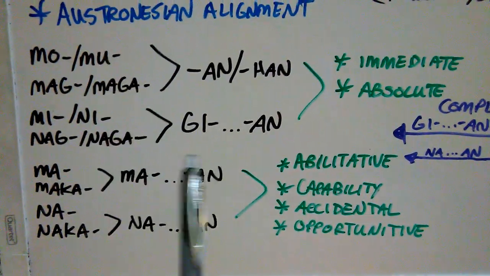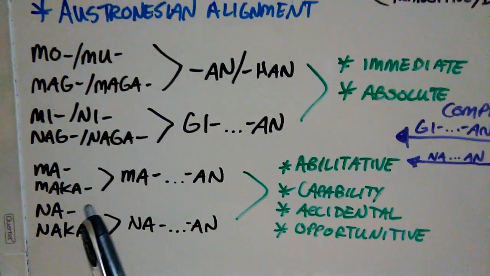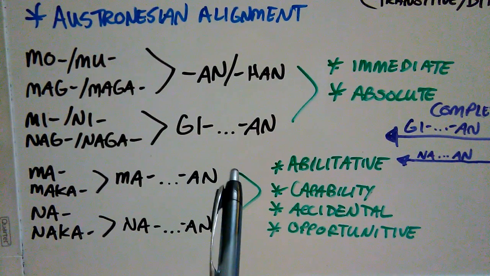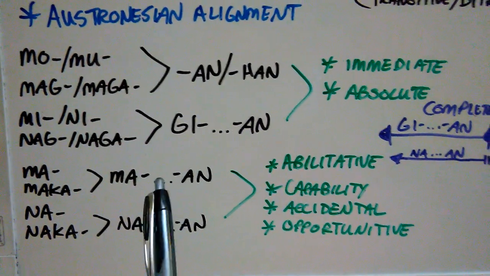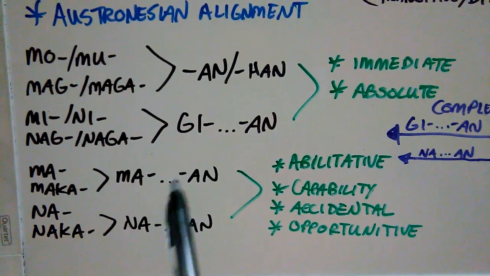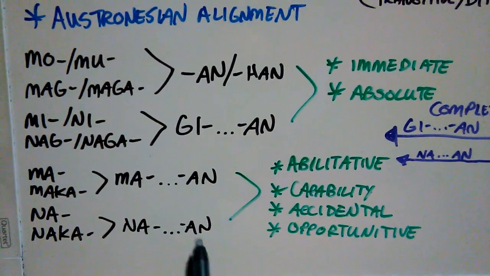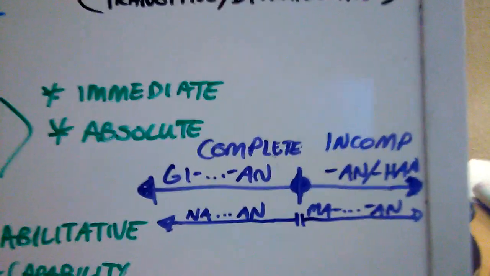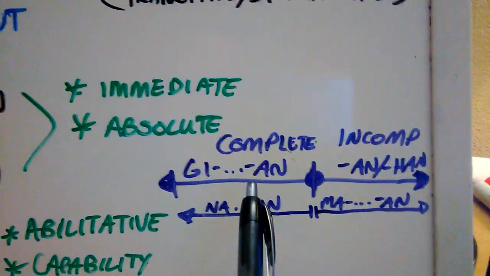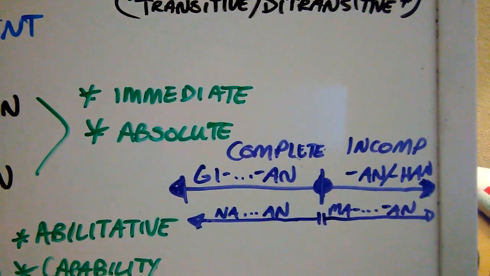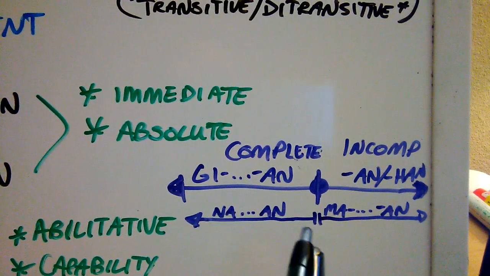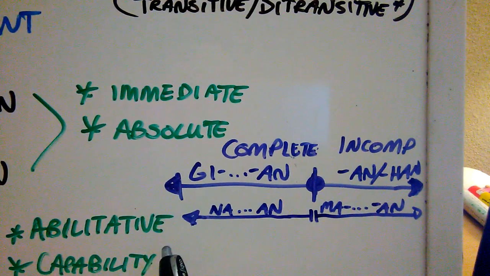With the abilitative, right? For the abilitative, the ma, maka, na, naka, we have our counterparts in this circumstantial. So we have our ma, something, something, an, and na, something, something, an. Again, it's abilitative, that's just a review. And this is what I can put in a simple form in a timeline where you can find how these affixes are related to each other.